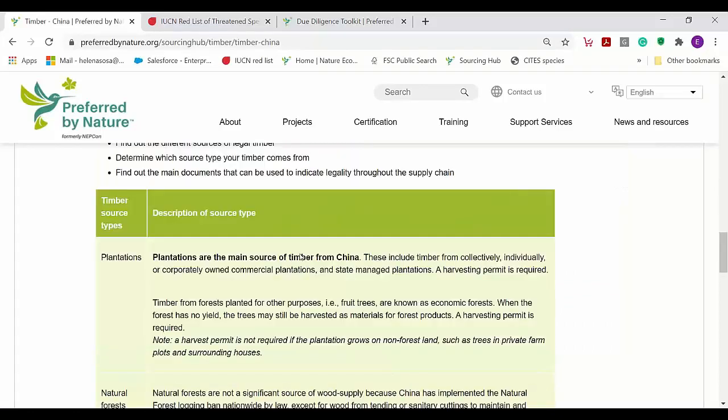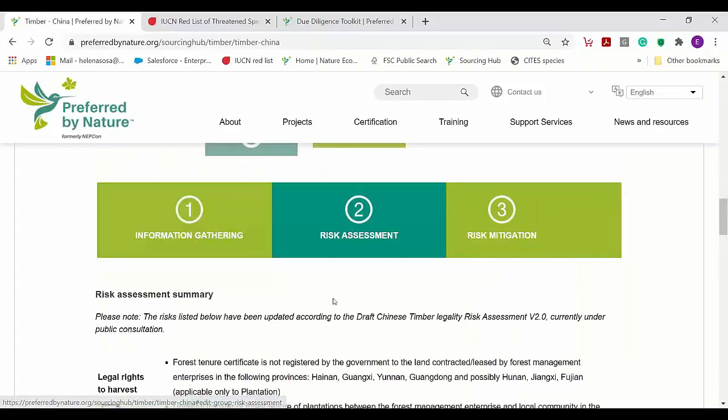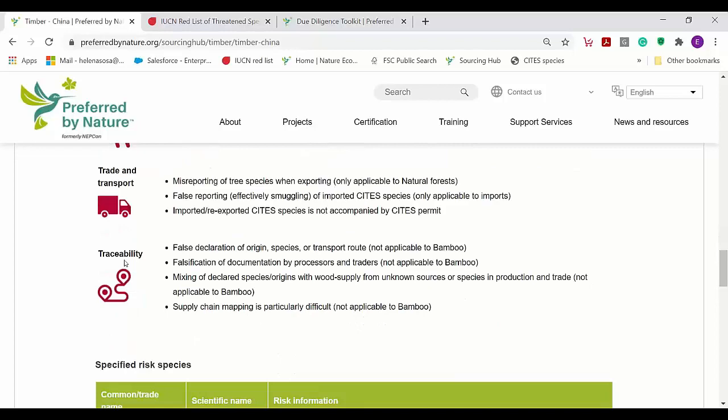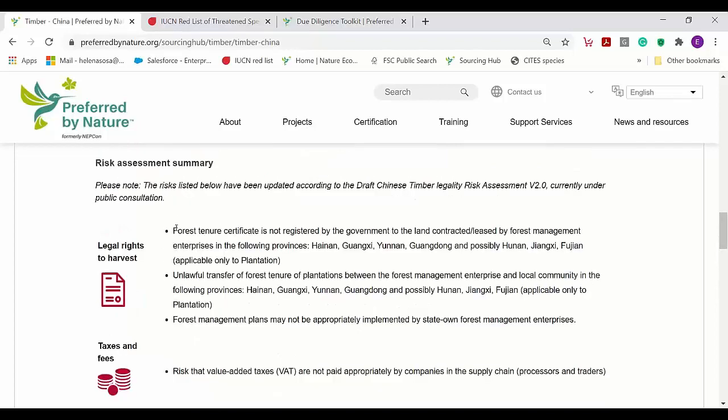The interesting part that you may look at is the risk assessment. And here's where you have the summary. Okay, so these are the categories I just showed you. When we talk about legislation, we have the legal rights to harvest, taxes and fees, timber harvesting activities, trade and transport, and traceability. For each of those, we have the summary of are there risks in that country. So here we see, yes, there's some risk, but it applies to these provinces and only to plantation species.